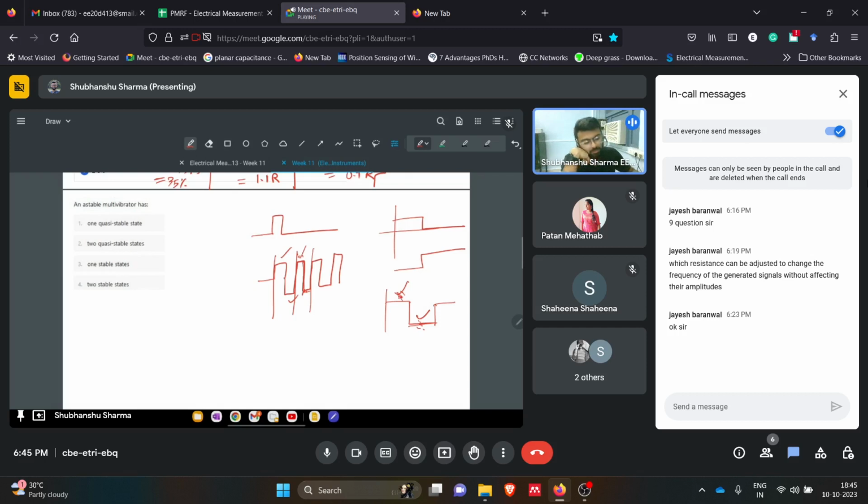So an astable multivibrator, since this is unstable, has two quasi-stable states. It keeps on changing its state from one state to another. You have seen that in the waveforms also. In the lectures, your waveform for an astable multivibrator was this one, and the capacitor waveform was like this. Okay. So two quasi-stable states.